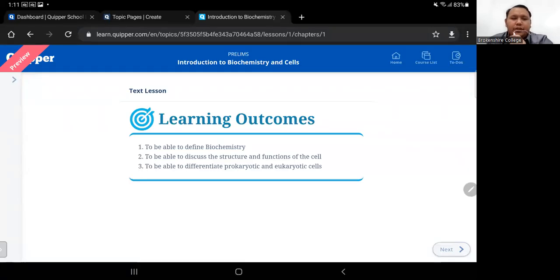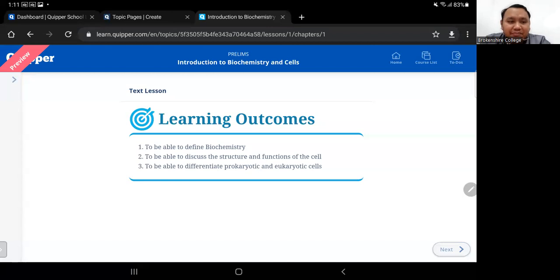Okay, so our topic is regarding introduction to biochemistry and the cell, no? And our learning outcomes for these topics are the following. Number one, at the end of this lesson, you students must be able to define what is biochemistry and understand basic principles in biochemistry.